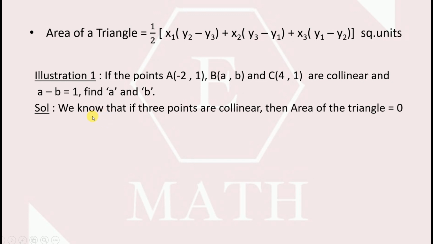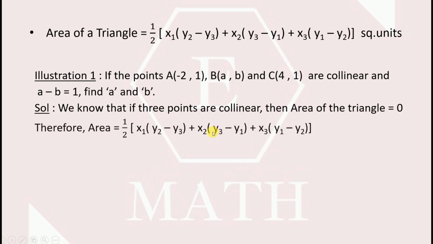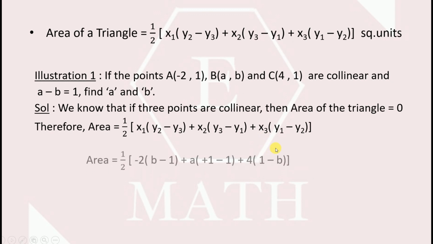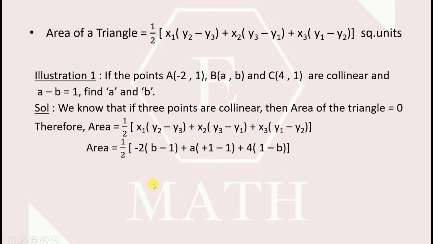So the solution goes here. We know that if 3 points are collinear, then the area of the triangle is equal to 0, right? So what if the 3 points are collinear? Then the area of the triangle is equal to 0. So now what we do is take the area of a triangle formula and equate it to 0. This is the area of a triangle formula, and after substitution we will equate this whole thing to 0, and then find the values of a and b by using this condition again.